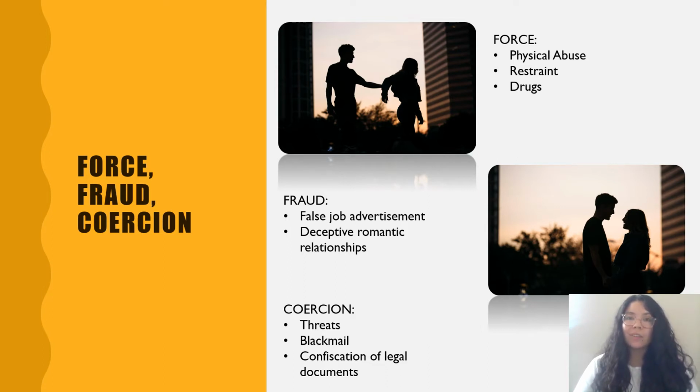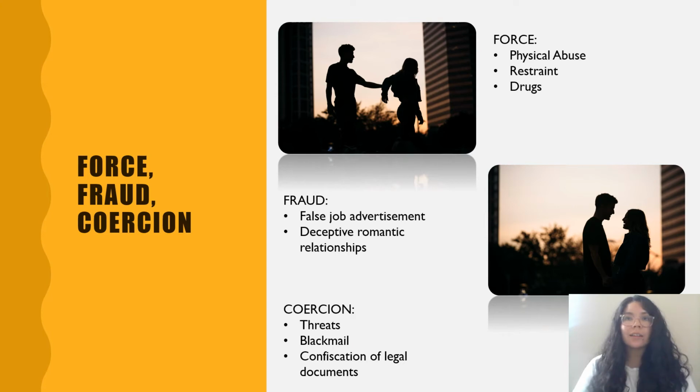So we'll go ahead and give you some examples of what force, fraud, and coercion look like. Force is anything physical. So this can be physical abuse, physical restraint, drugs, anything that is, again, a physical method used to keep that victim from leaving. Fraud is any sort of deception that is used to manipulate a victim into that situation, and that can be deceptive romantic relationships or false job advertisements. Coercion is very similar to force, except it's more psychological and doesn't entail that physical element. So this can look like threats, blackmail, or confiscation of legal documents.